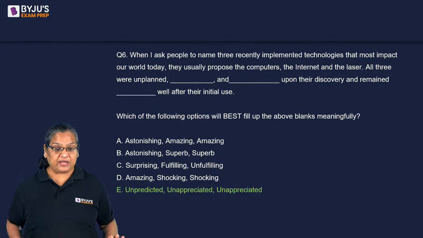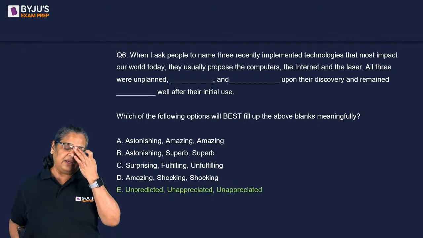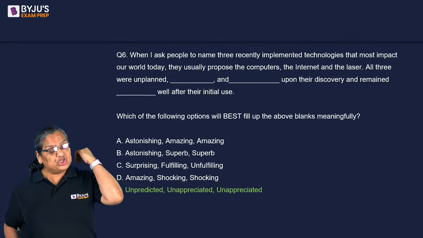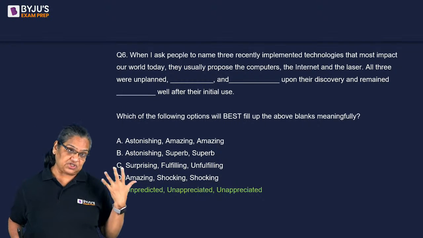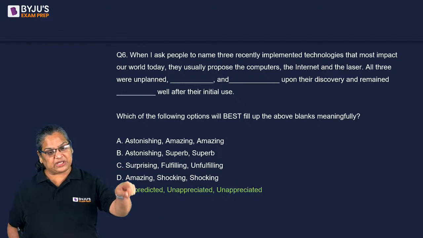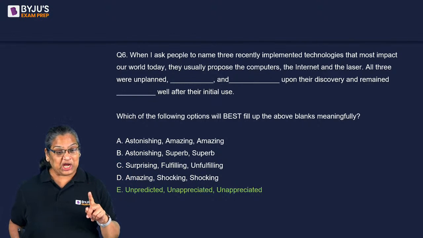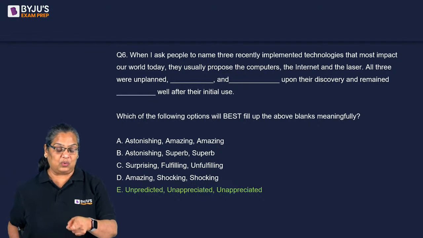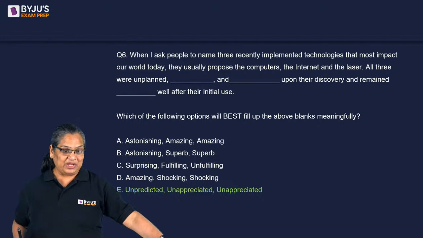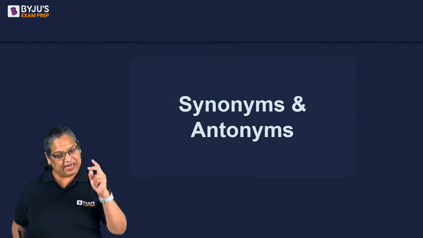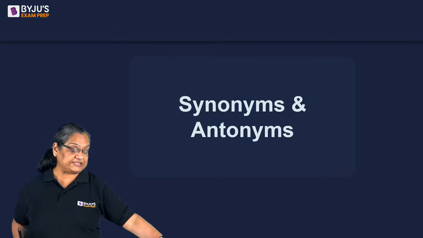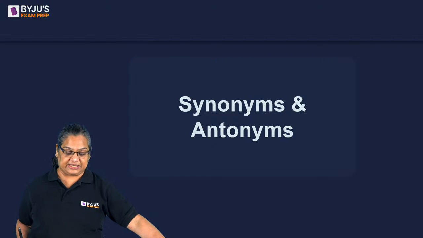Unplanned, astonishing will not work. What will go with unplanned? You didn't make it with any plan. Its success was not planned, nobody thought this is what we want to do. Because it was unplanned, it was unpredicted. But the question here is, it remained unappreciated well after their initial use. Generally, they don't give you 2 words which are the same. They at least give you synonyms. This was a strange case where options 2 and 3 had the same words, and even the options did the same.